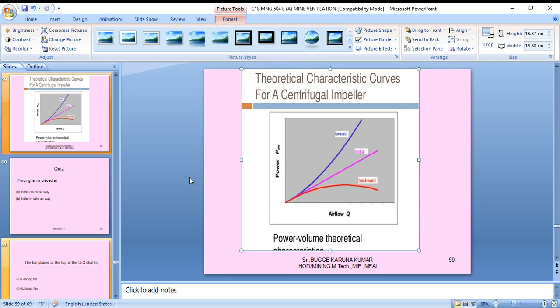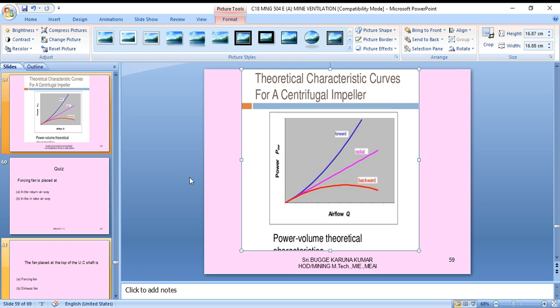The principle of the centrifugal fan is that air is sucked inside the impeller and from there thrown out through the outlet. If the outlet is a depression, the force is used as a compression. So with this, I am concluding this lesson. I hope that you enjoyed today's class.